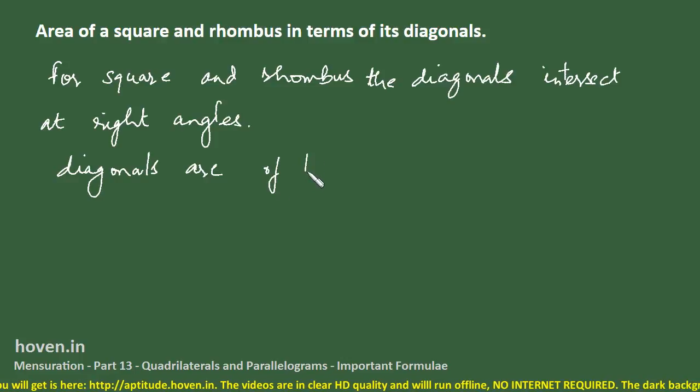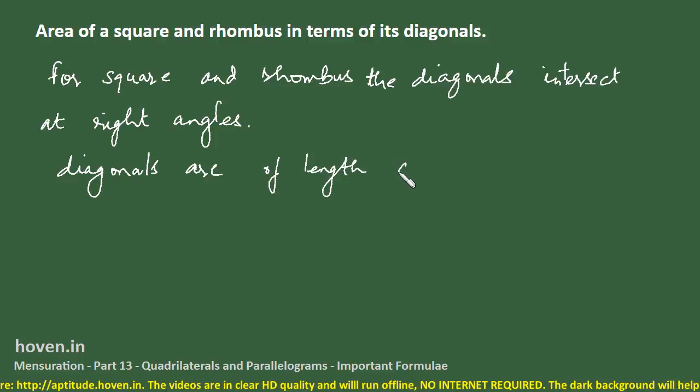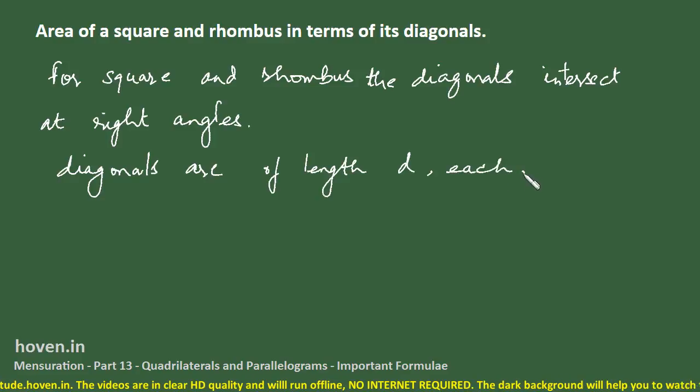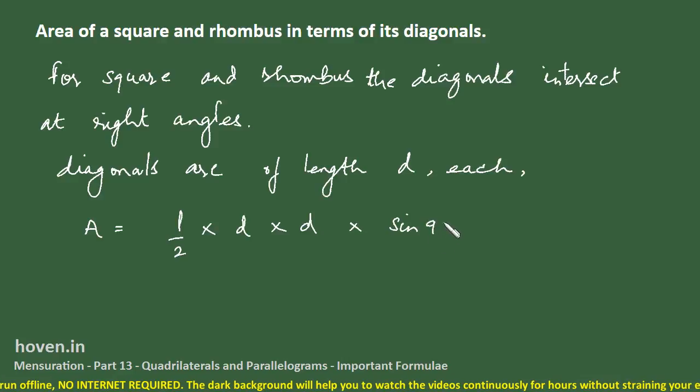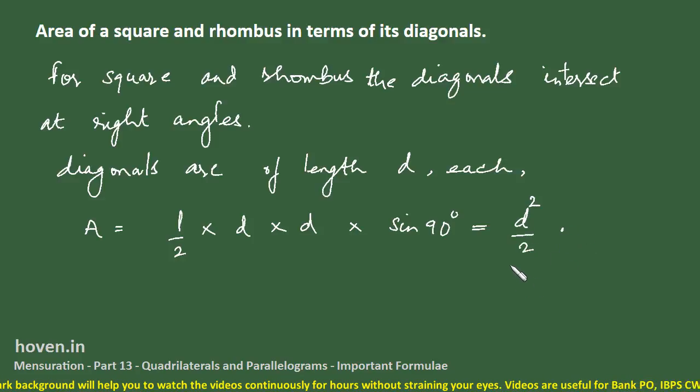So if we write diagonals are of length d each, then the area will be half of the product of the lengths of the two diagonals into sine of 90 degrees, which gives me d square by 2 as the formula. So if the length of the diagonal of a square or a rhombus is known, then the area will be d square by 2.